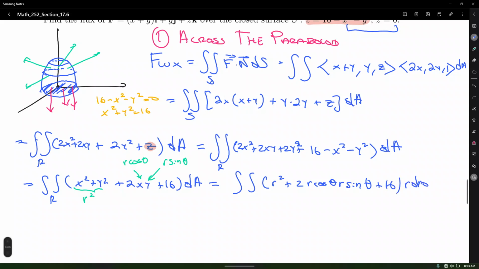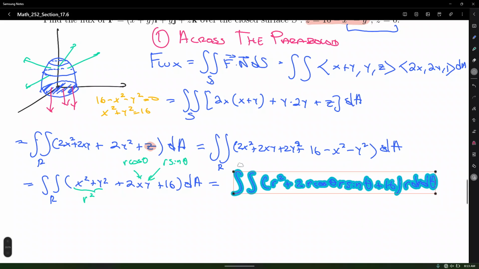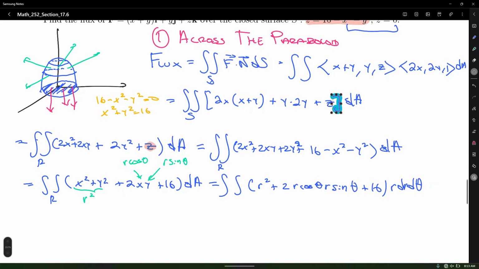R dr d theta, and we are integrating between... let me make some space here, I'm going to need it. There you go. We're integrating for a radius between 0 and 4 and between 0 and 2 pi for the angle. How do we know it's between 0 and 2 pi for the angle?